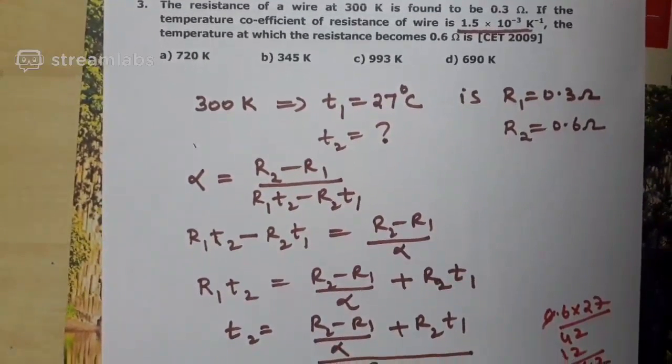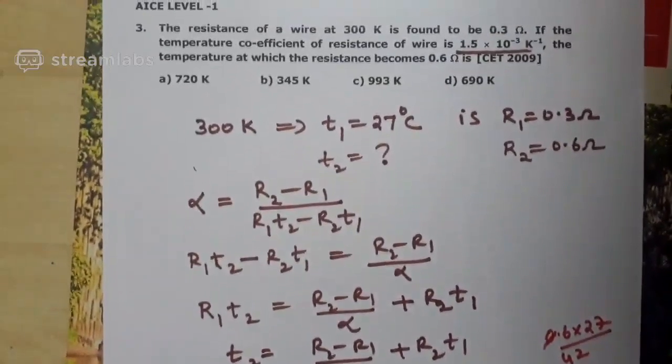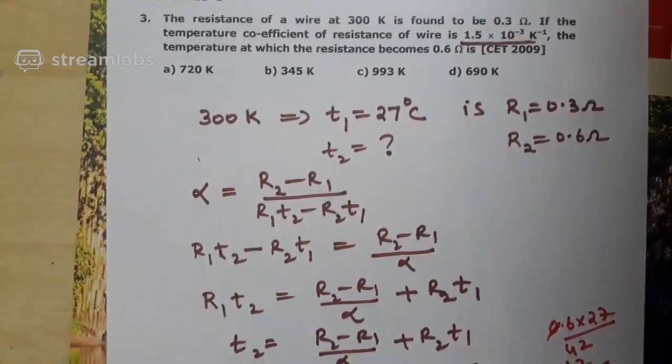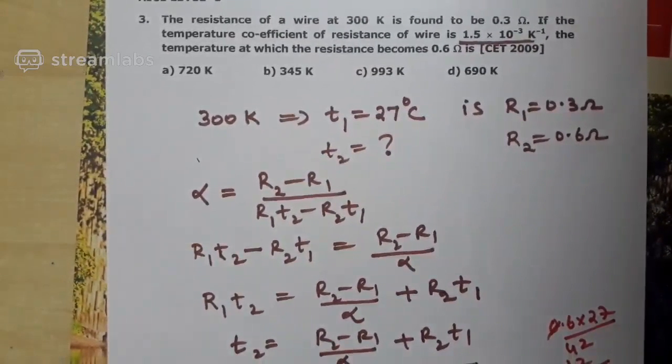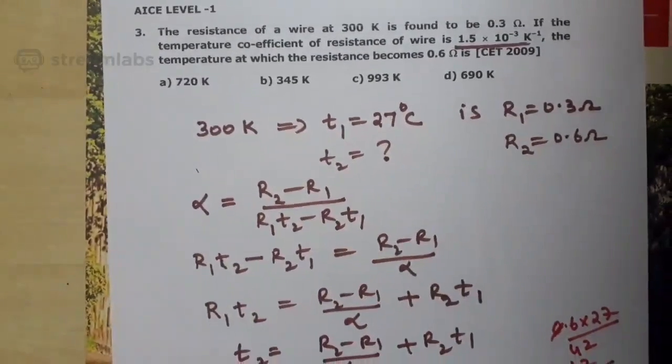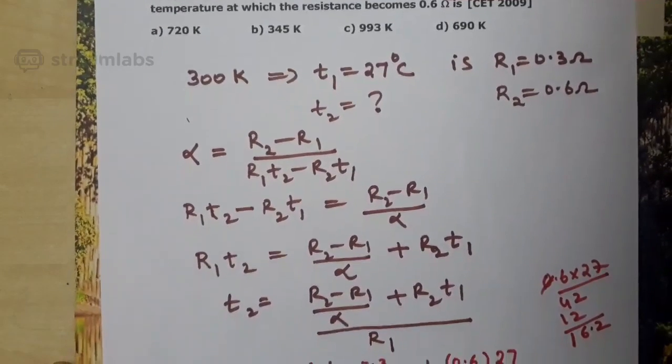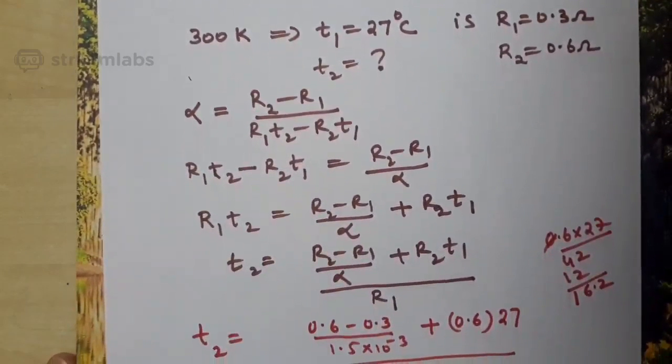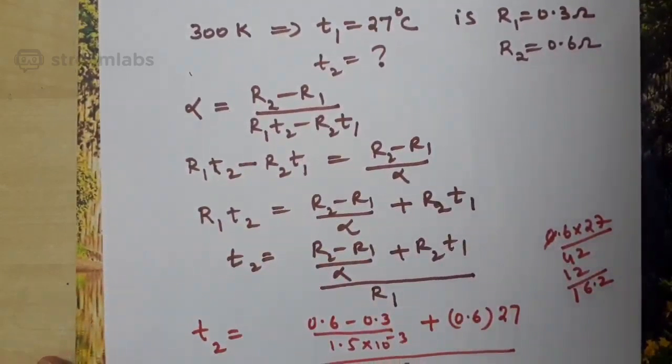I think the question is there with you. The resistance of a wire at 300 Kelvin is found to be 0.3 ohm. If the temperature coefficient of resistance of the wire is 1.5 in 10 to the power minus 3 per Kelvin, the temperature at which the resistance becomes 0.6 ohm is. You're copying the solution, right? Be quick.